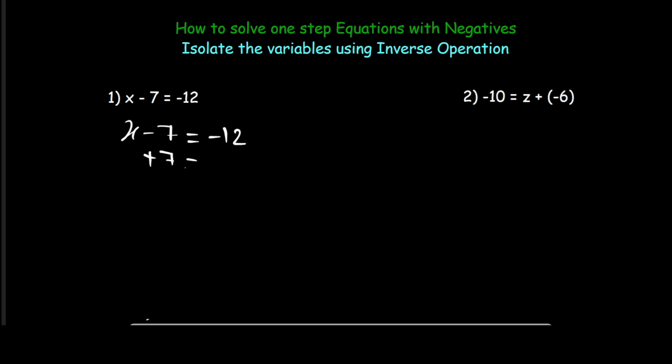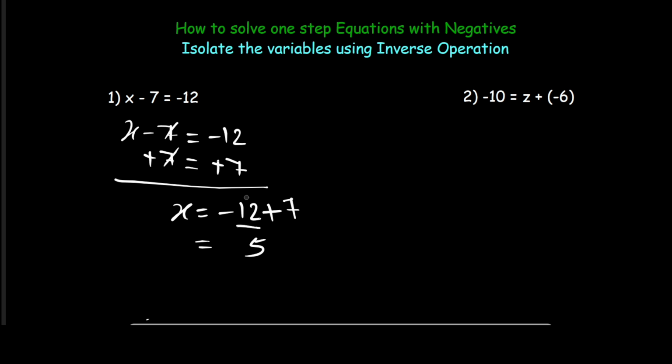And remember, whatever we do to one side, we have to do the same to the other side. So I'm going to add 7 here. If we add plus 7 and minus 7, it will cancel out. So x is equal to minus 12 plus 7. If we add minus 12 plus 7, it will give us 5.